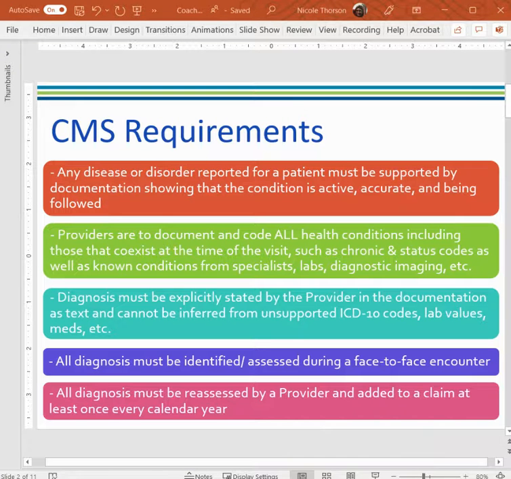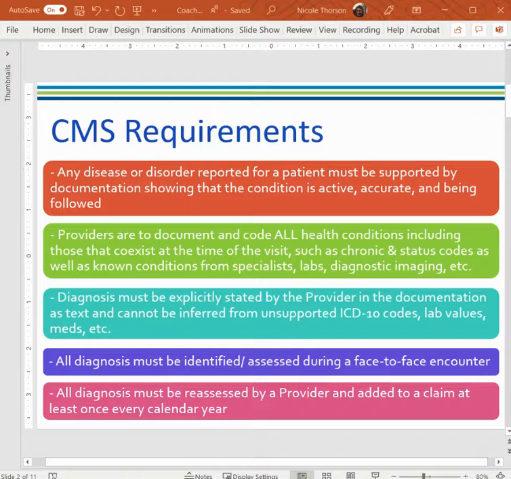CMS does have some requirements and restrictions relating to HCC diagnoses for risk adjustment purposes. The basic CMS requirements are: any disease or disorder reported for a patient must be supported by documentation showing that the condition is active, accurate, and being followed or managed. Providers are supposed to document all health conditions, including those that coexist at the time of a visit. This includes chronic illnesses and status codes, as well as chronic or known conditions from specialists, labs, diagnostic imaging, and more.